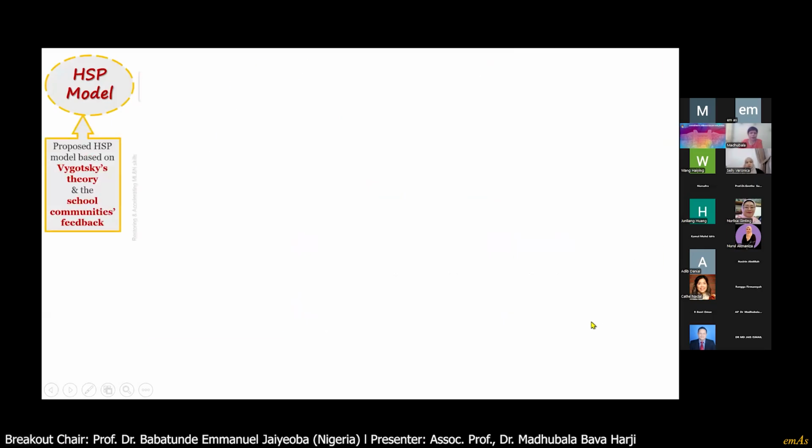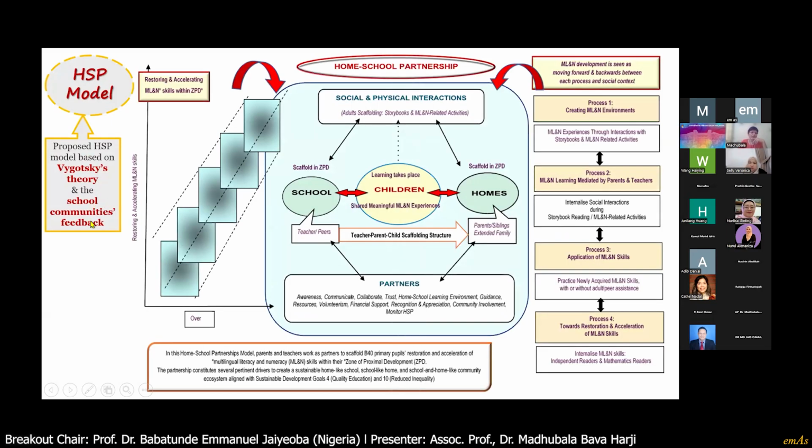This is the model that we have come up with based on Vygotsky's theory and the feedback that we got. These are the small boxes that reflect individual boxes of this. This is due to the limitation of the computer. This looks at an upward progression to restore and accelerate the children's literacy skills, numeracy skills within the ZPD, and it is a matter of simplification. Each of these appears moving upward, but in actual fact, it may be moving backward and forward.